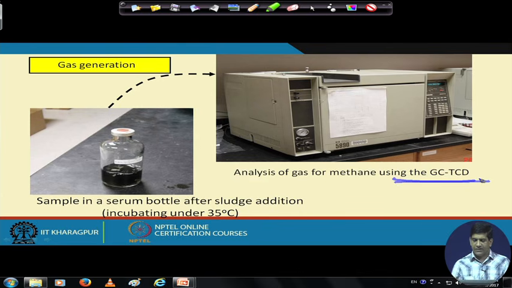We use the GC-TCD to analyze the gas. We take the sample from here, inject it into here, and then we analyze the gas. And that process is done over a 45-day period, typically a 45-day period.